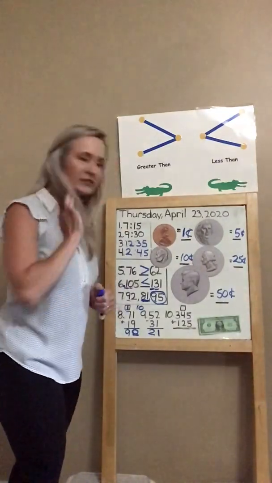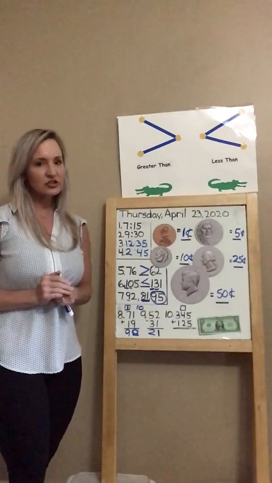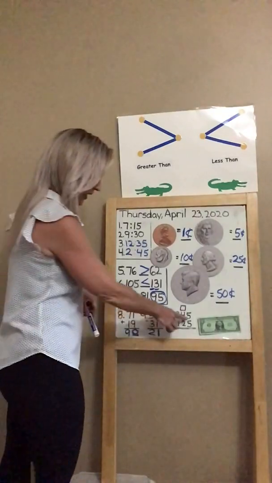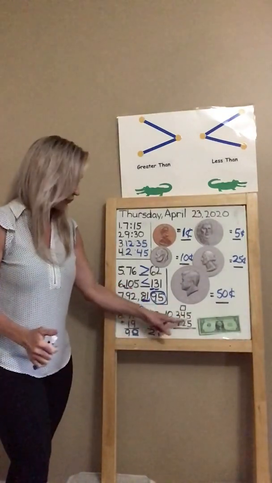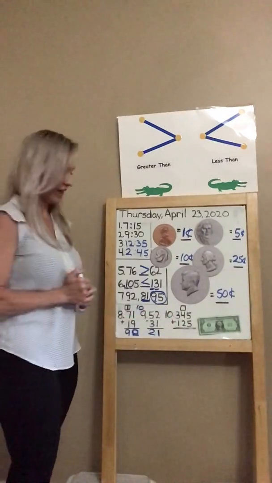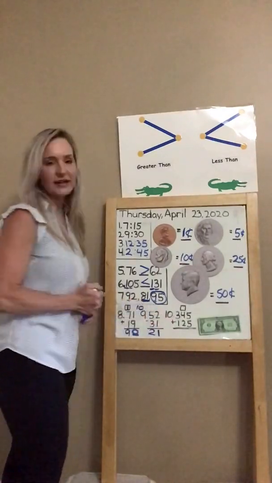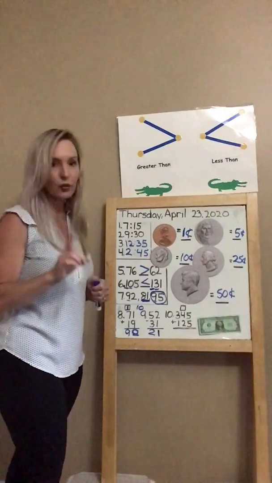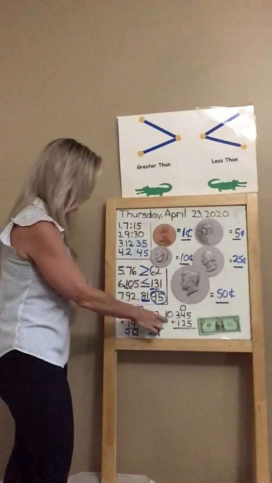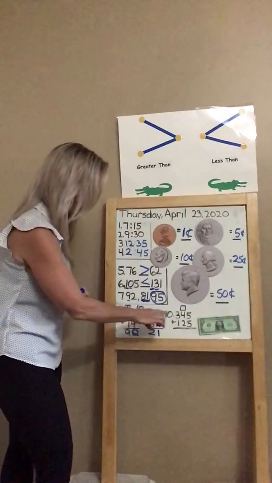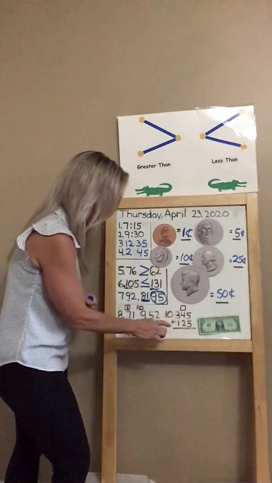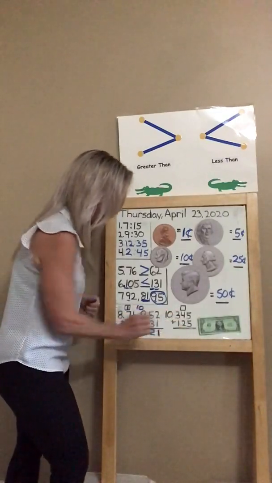Now, last thing we're going to look at today. We just started this a couple of weeks ago, okay? We just started adding three-digit numbers, okay? I am going to have you add three-digit numbers on your whiteboard. I want you to write this problem on your whiteboard. You're going to write 345 plus 125.